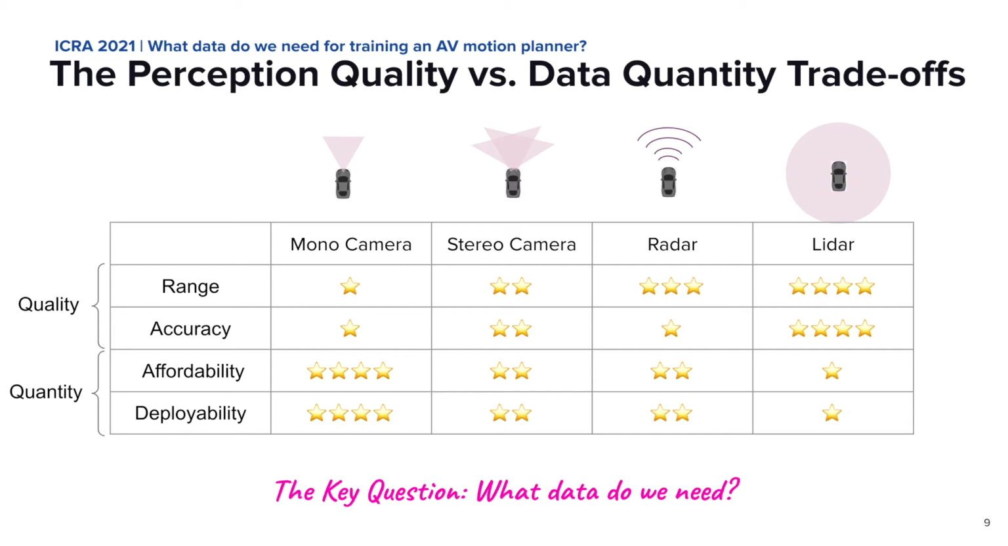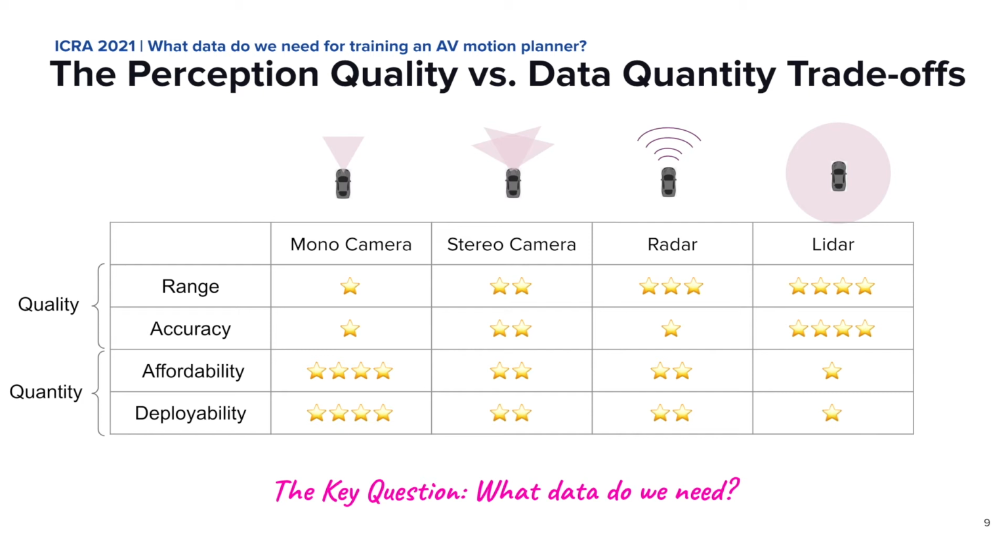And the most important thing is to find the balance between quality and quantity, and collect data with the optimal sensor configuration. So to answer the question, what data do we need? The most naive way is to attach different sensors to the vehicles, collect lots of data, and run experiments to find out what sensor configuration is the best. However, this would be a very expensive and time-consuming process.